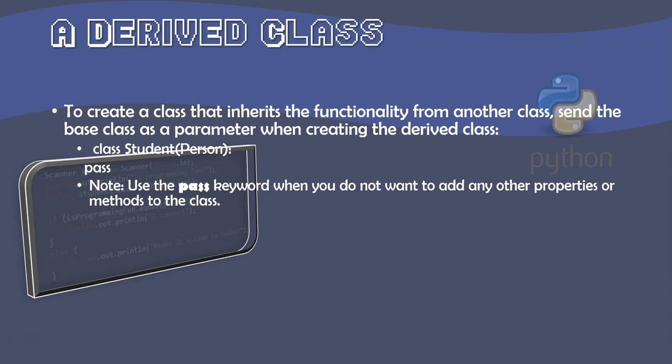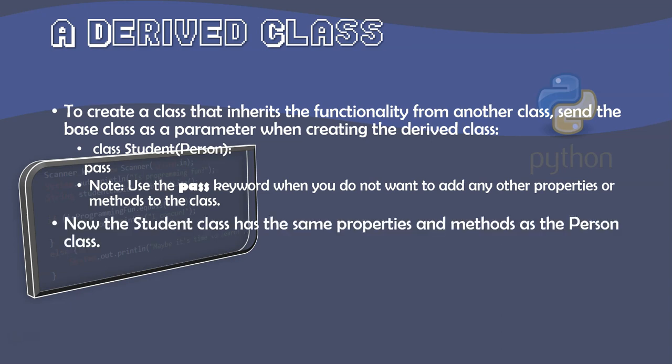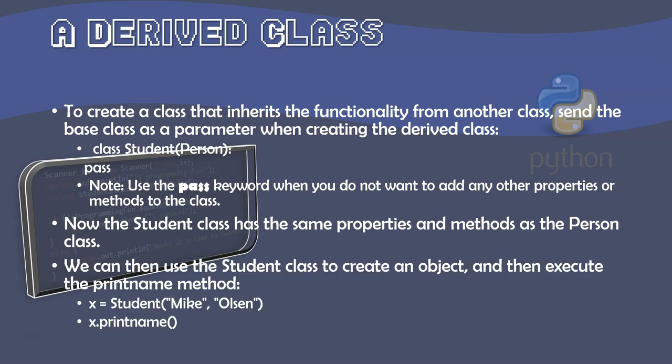A lot of times this is not necessarily the case because we are going to want to give it its own properties, because it's going to have its own parameters or values that we're going to want to include. Now, the student class has the same properties and methods currently as the person class because again, we just used that pass keyword. We could then use the student class to create an object and execute the printName method. So I could say x equals student Mike Olson, and I could say x.printName, and of course it would behave just as if it was part of the person class, only it's a student object.